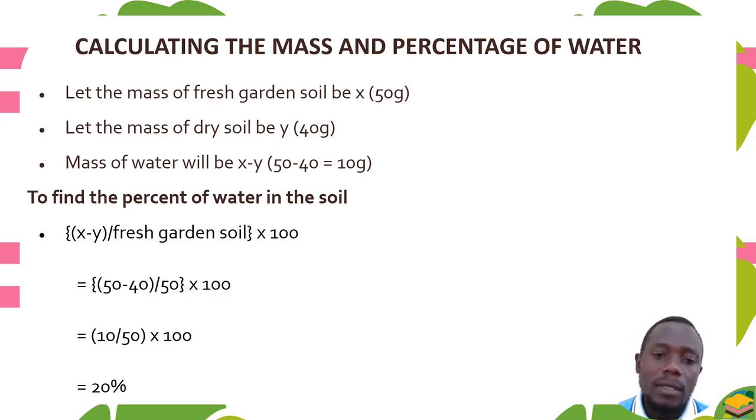To find out the percentage of water in the soil, it means X minus Y, which is fresh soil minus dry soil, divided by X, multiplied by 100. So that is 50 minus 40 grams, divided by 50, times 100. We are converting now to percentage, which is 50 minus 40, which is 10, divided by 50 times 100. After calculating, you find that the percentage of the water in the soil is 20%.